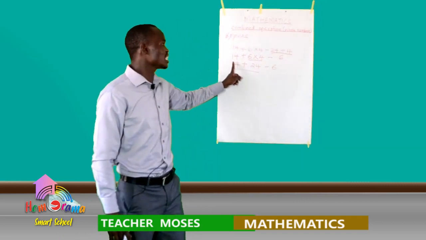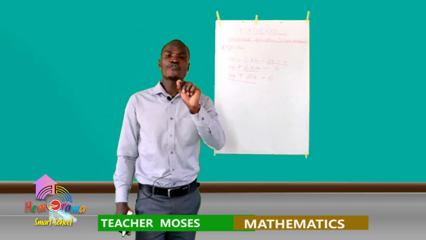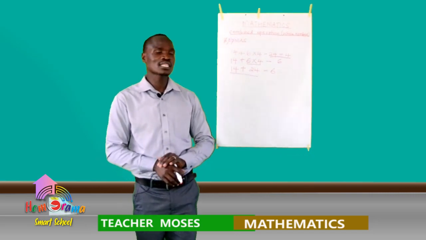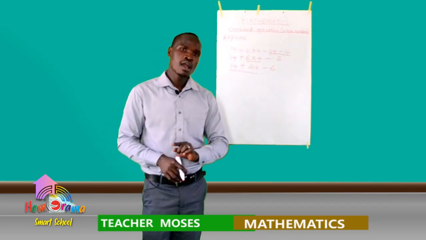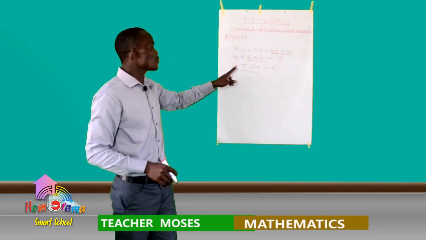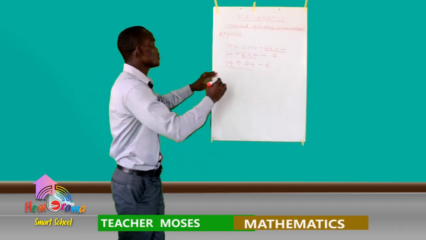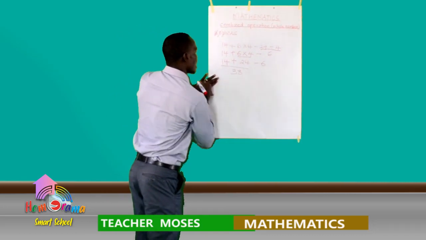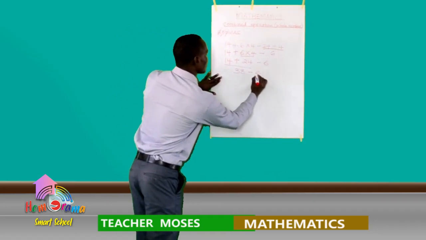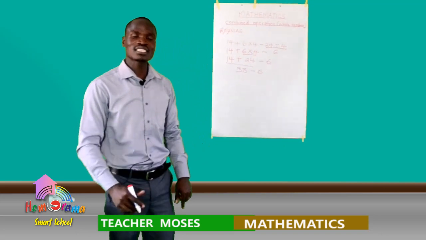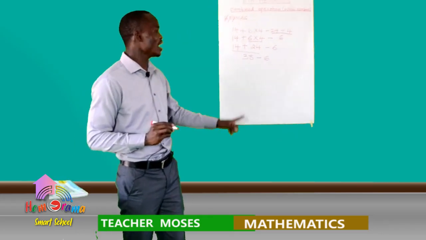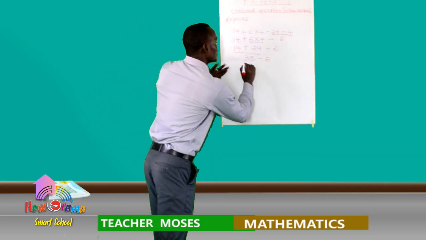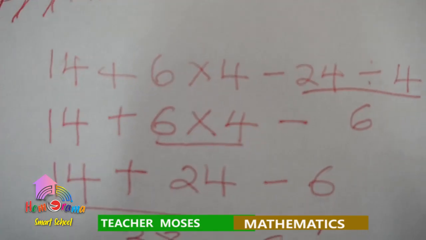Give me 14 plus 24. What do you get? Very good. 14 plus 24 is going to be 38. So we are going to have 38 minus 6. And 38 minus 6, we now get our final answer, having subtraction as the last step. And so our answer is going to be 32.